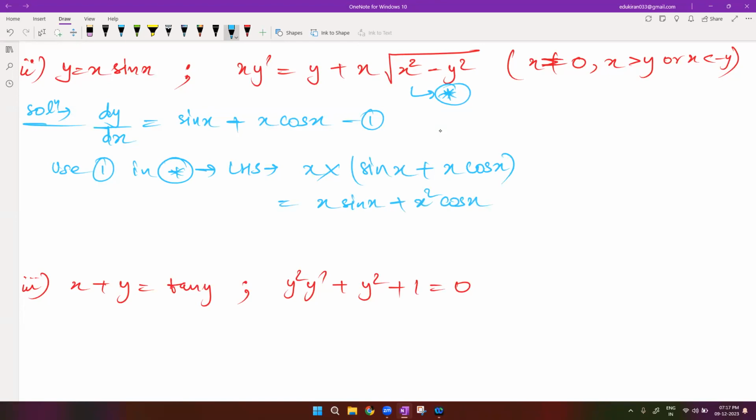Now you can see that x sin x is nothing but y. This is y, right? x sin x is y, plus this is x square and cos x, you can find cos x using this sin x, right? As y is equal to x sin x, it means the value of sin x is y by x, right? So the value of sin square x will be y square by x square. And from here we can find out cos x.